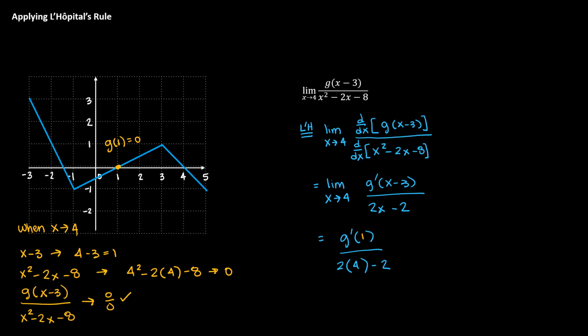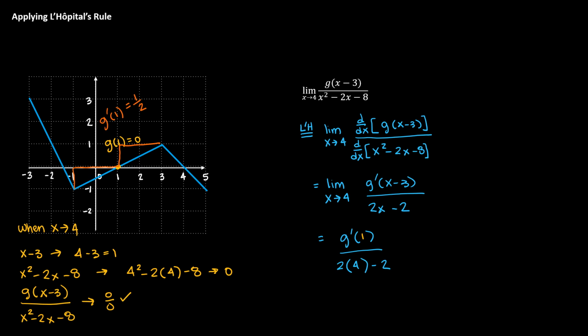And this is where we need to read the graph to figure out what g prime looks like near x equals 1. Because g is this piecewise function with straight line segments, we can just read the slope of the portion of the curve where g at 1 happens. So we're going to read the slope. It goes up 1 over 2. Slope is rise over run, so g prime at 1 is 1/2.